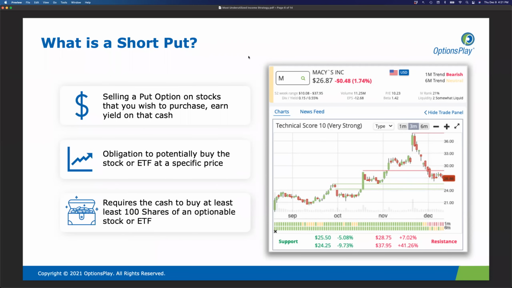Does that make sense, everyone? Please type 2 into the chat window if this makes sense to you. And like I said, we haven't dived into the strategy yet, so we'll talk a little bit about that next.